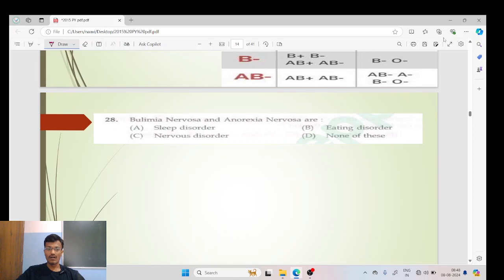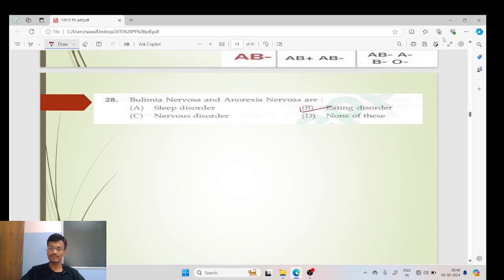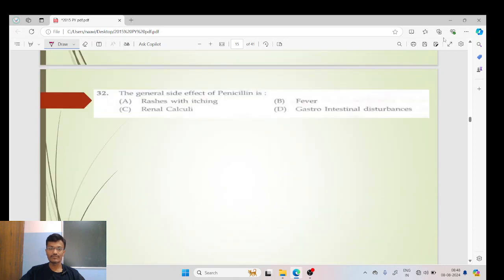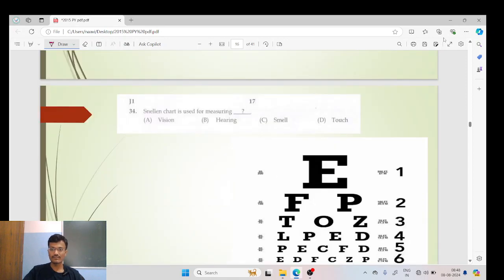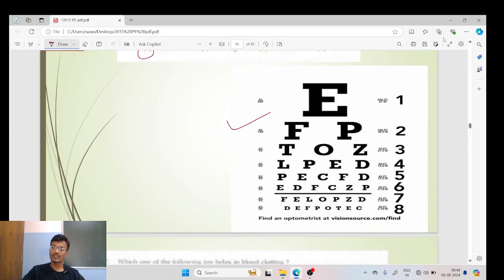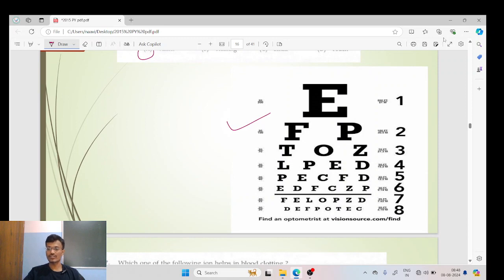Bulimia nervosa and anorexia nervosa. These are eating disorders. The general side effects of penicillin are rashes and itching. The Snellen chart is used for measuring vision. As you have already observed in a clinical setting, you might have seen this kind of chart, which is for vision.